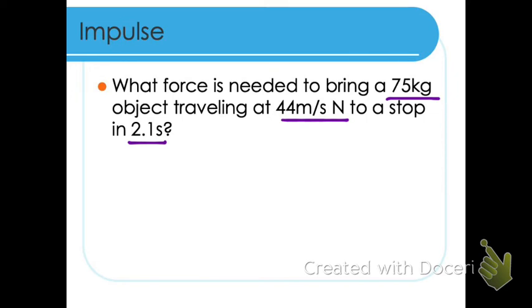My force should end up what direction? It's bringing that to a stop. So it's opposing my motion. So my force is going to have to come out negative. So just be thinking there. Okay, so force is my question mark.